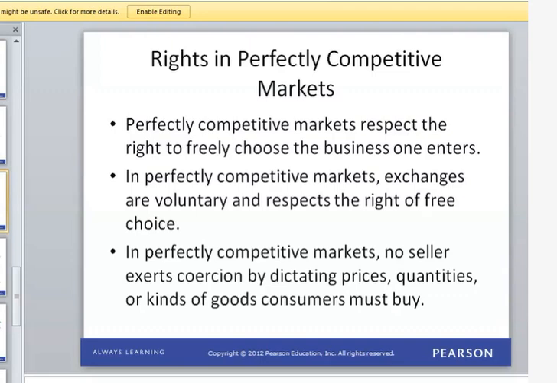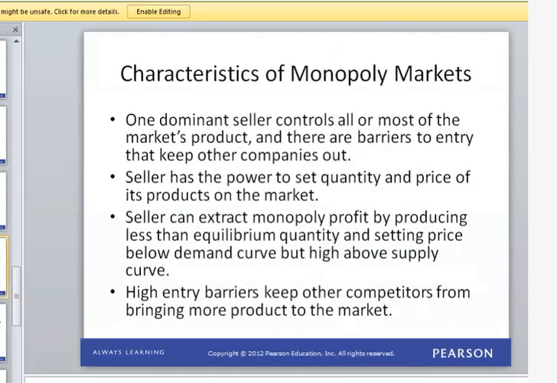In a perfectly competitive market, no seller exerts coercion, meaning no pressure by dictating prices. And as we mentioned just now, when it comes to the point of equilibrium, no one dictates the price of the goods, whether the buyer or the seller. And the quantities that you want to buy or the seller wants to sell, no one dictates that. No one forces you. No coercion. No pressure. So this is the good side of what we call the perfectly competitive market.